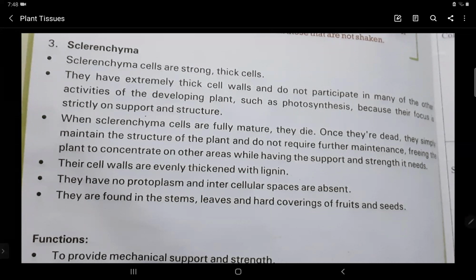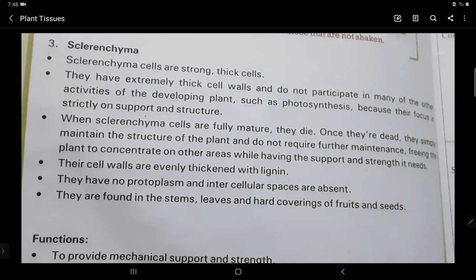When sclerenchyma cells are fully mature, they die. Once they are dead, they simply maintain the structure of the plant and do not require further maintenance, freeing the plant to concentrate on other areas while having the support and strength it needs.